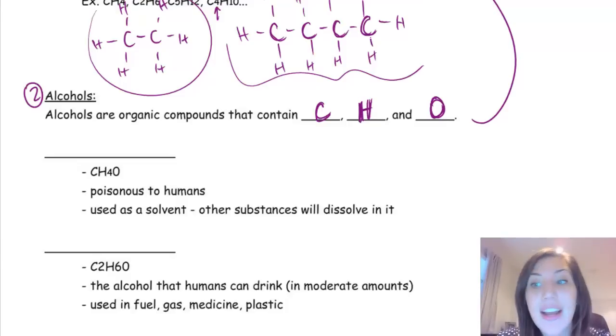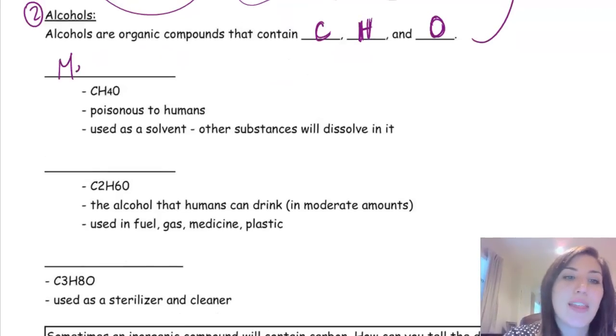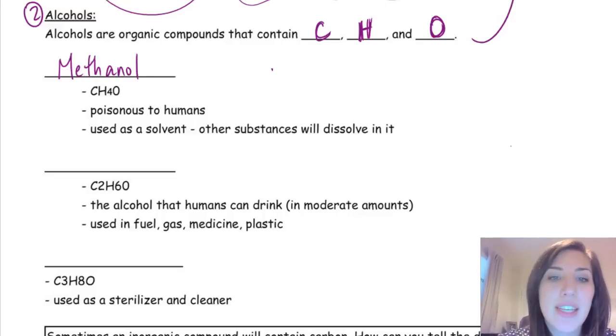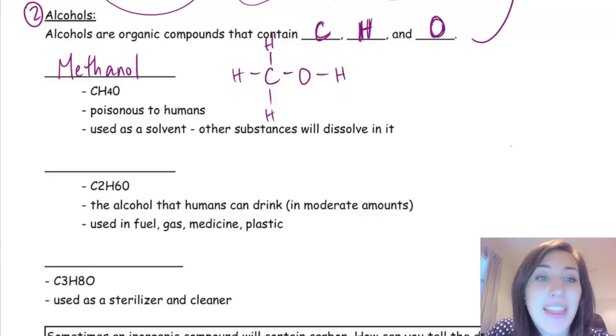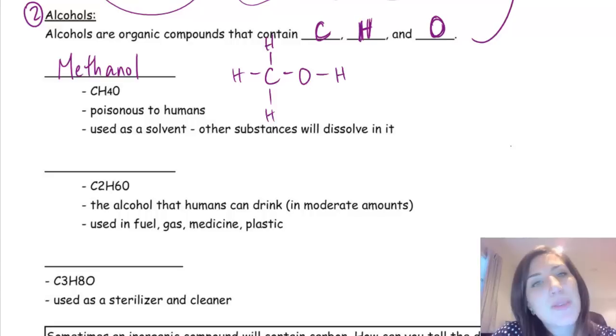So there are 3 kinds that we're going to look at today. The first one is methanol. The formula for methanol is CH4O, so we would have a C, an O, and 4 H's, and it would look like that. Methanol is poisonous to humans, so do not consume it. It's often used as a solvent for substances that don't like to dissolve in water.